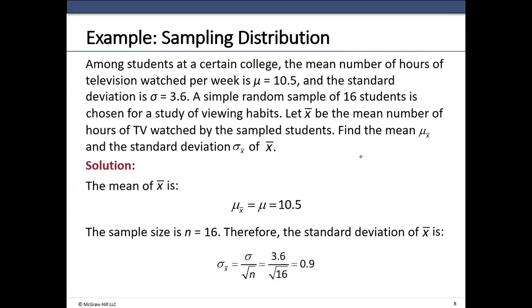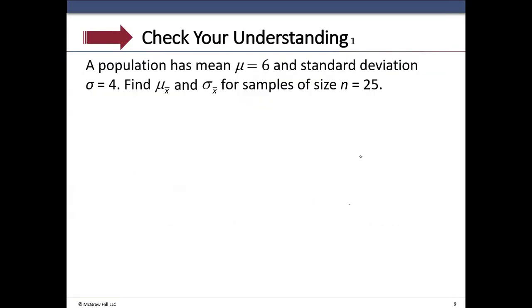So we know mu X bar has to be equal to mu of the population, which is 10.5. However, the standard deviation of the sampling distribution, or sigma X bar, will be sigma, which is 3.6, divided by the square root of the sample size, which is 16. So 3.6 divided by the square root of 16, which is 4, 3.6 divided by 4 is 0.9. Notice the standard deviation of the population is 4 times the standard deviation of the sampling distribution. That is, sigma is much greater than sigma x bar.